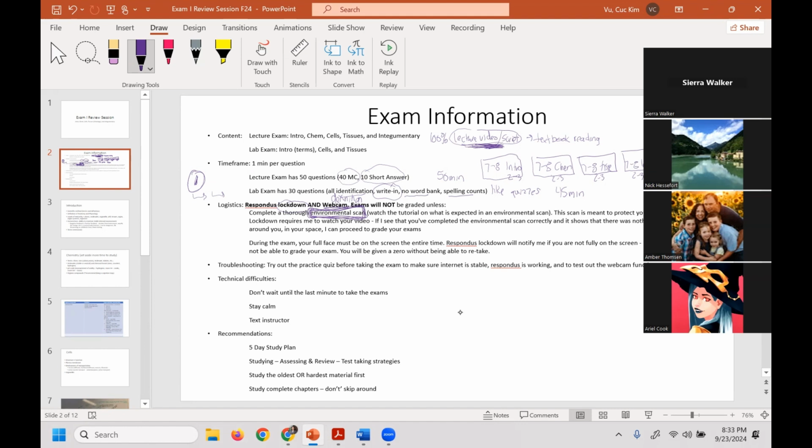One year I had a student take pictures of the exam. So that's why you have the environmental scan. It's to protect you, to make sure that you didn't do anything wrong, essentially. Okay. So, questions about the logistics.